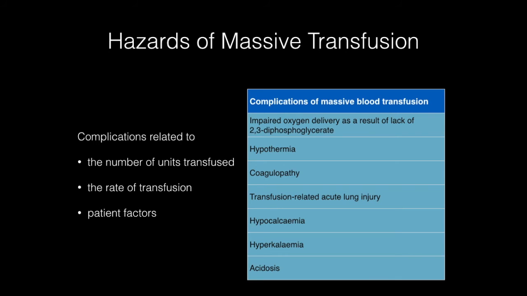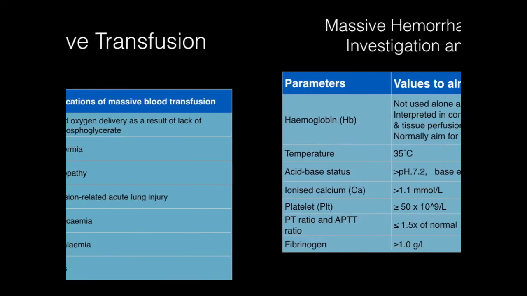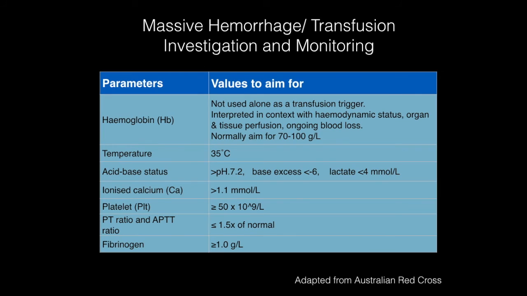The blood will be low in calcium, which is also essential for clotting, and as the red cells degrade, they'll release potassium and acid. So we need to give enough, but not too much, and make sure we're keeping things as normal as possible. And these are a list of parameters which it's sensible to keep the body within.